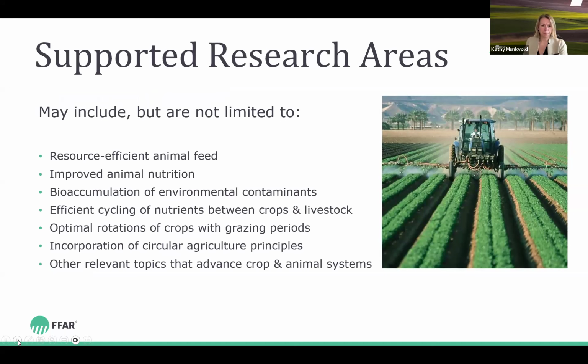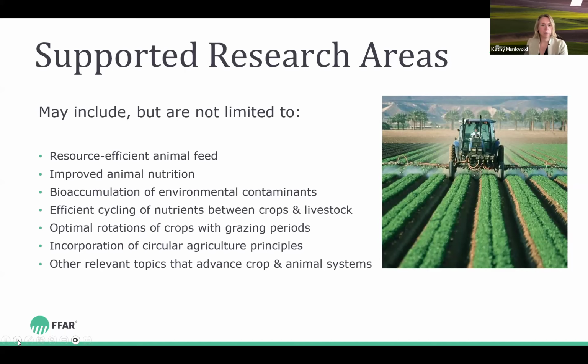So I wanted to start, before I got into some of the examples of supported research areas that were provided in the RFA, by letting you know that any area of research that advances crop and animal systems that aligns with the themes that Jasmine described earlier would be in scope. And again, those themes are crop resilience and productivity, integrated animal health, welfare, and productivity, economically viable systems, and agricultural stewardship.